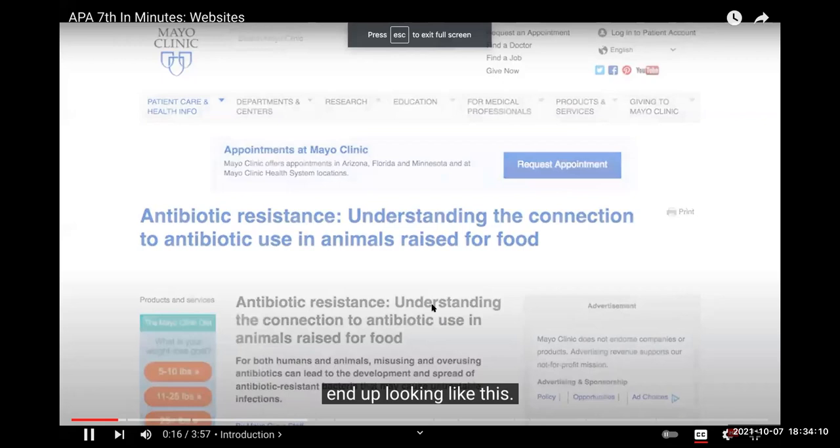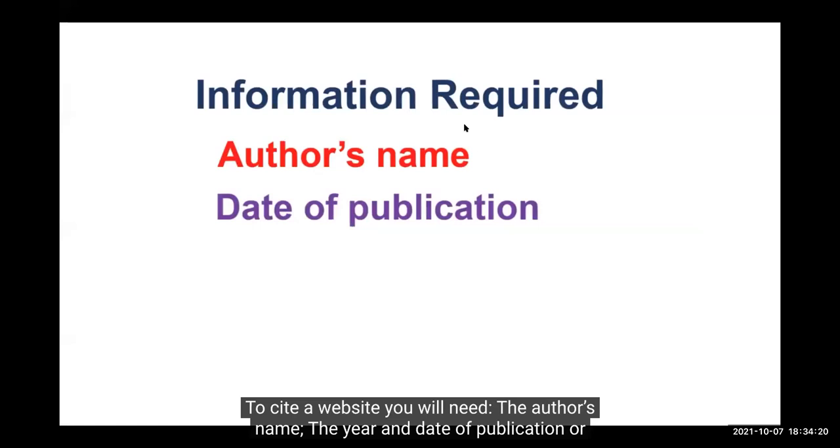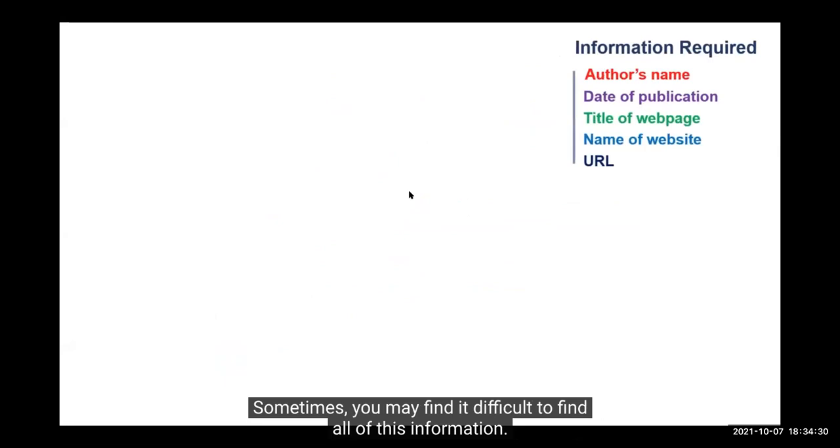To cite a website, you will need the author's name, the year and date of publication or update, if available, the title of the web page, the name of the website, and the URL. Sometimes you may find it difficult to find all of this information. Be sure to look carefully throughout the website.